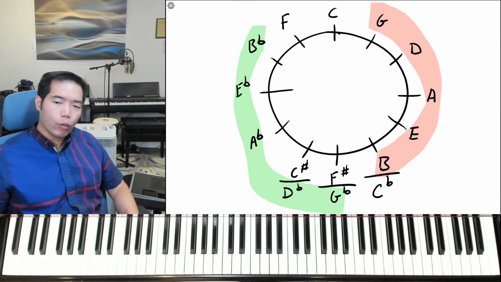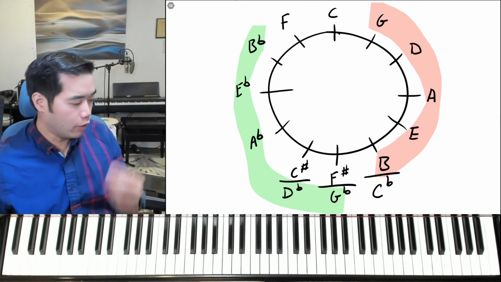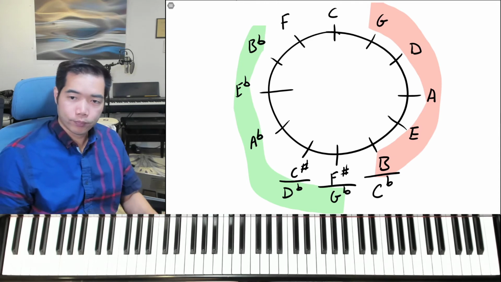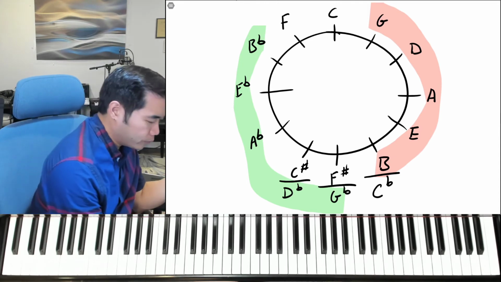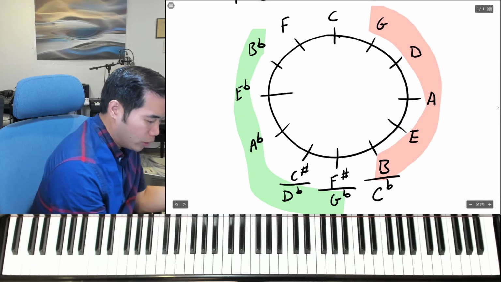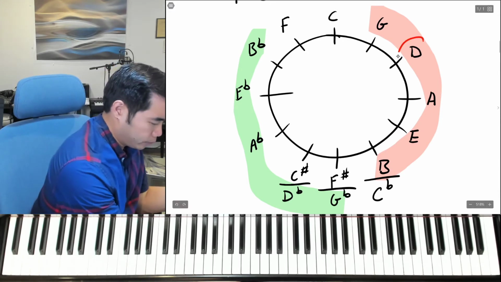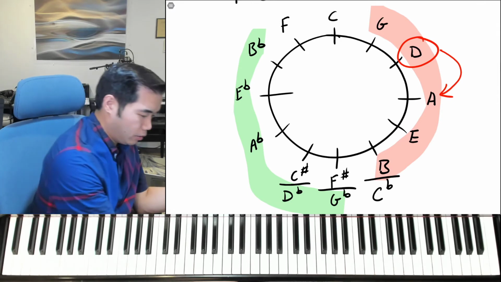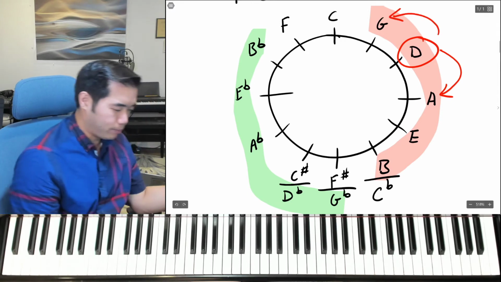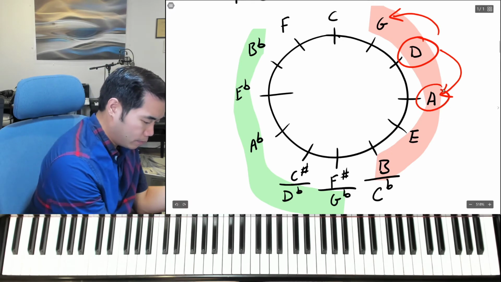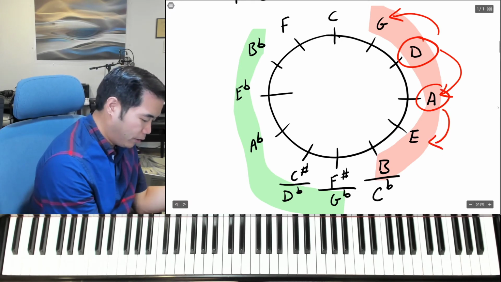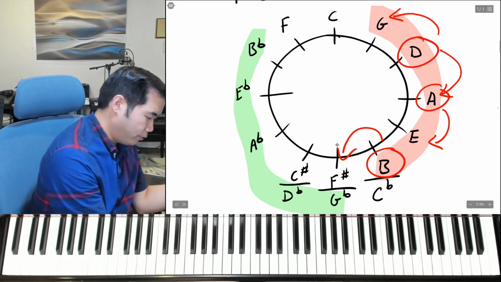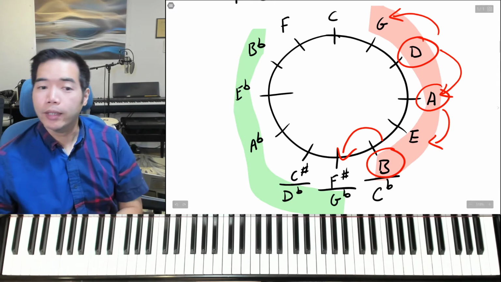Okay, so if you know your order of sharps, you can train yourself to identify notes that are a fifth apart relatively quickly. So for example, what's a fifth above D? Well, a fifth above D is going to be A. What's a fifth below D? Well, that's going to go the other direction. It's going to be G. A fifth above A is E. A fifth above B is F sharp or G flat. A fifth above any of these notes, you can use the same method.